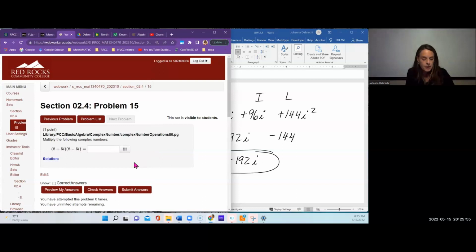The last problem on here, notice, has the pattern that we saw previously, the conjugate pair: 8 plus 5i times 8 minus 5i. Expect that this will become a real number without any imaginary part. This is the end of this video.